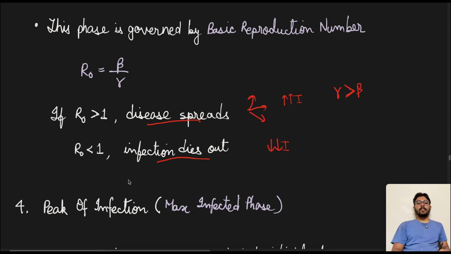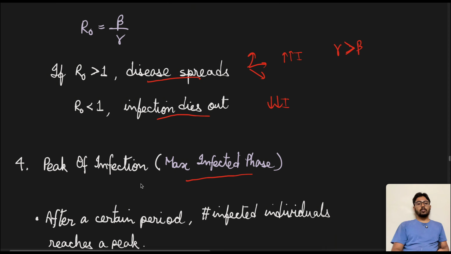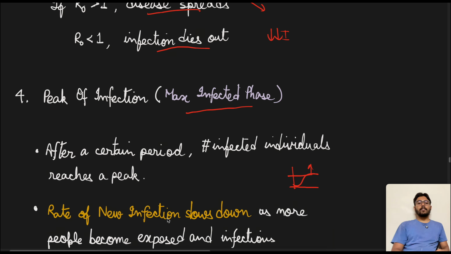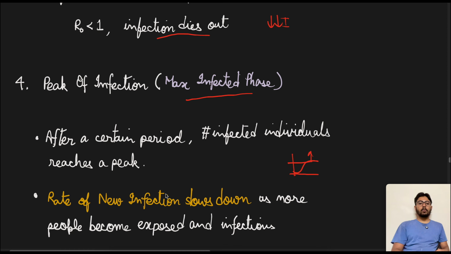Next is the peak of infection, which is also called the maximum infected phase. So in this case, after a certain period, the number of infected individuals is going to reach a peak, right? So that number is going to reach a peak where it will not go any higher, right? The rate of new infection slows down as more people become exposed and infectious.